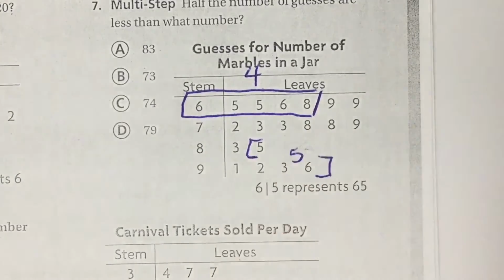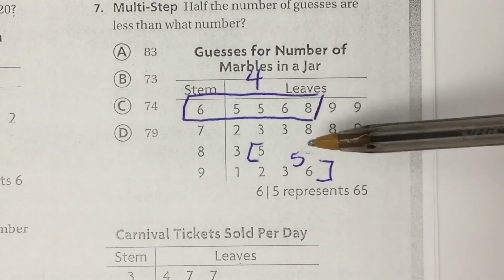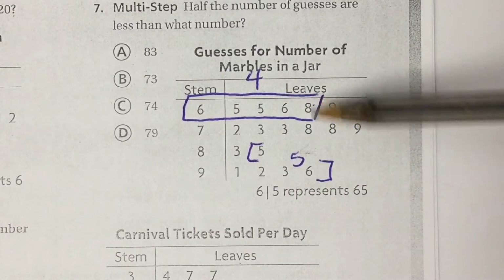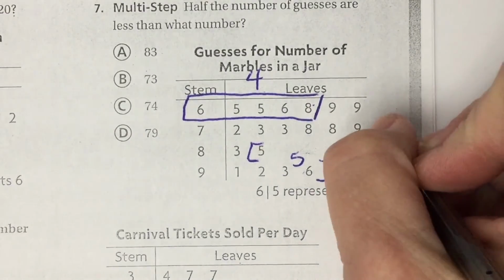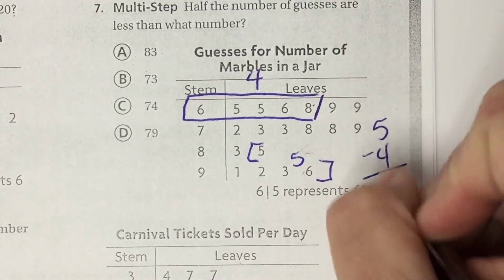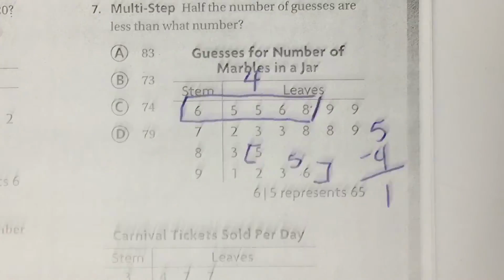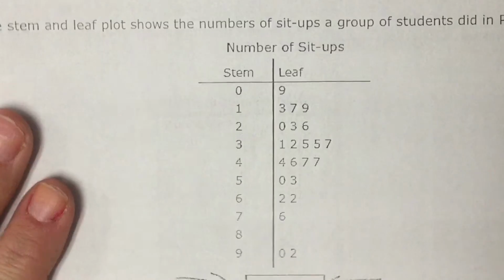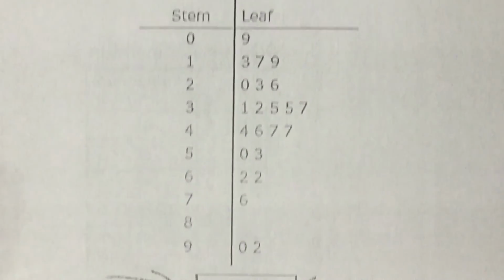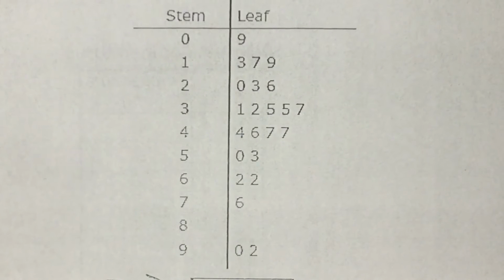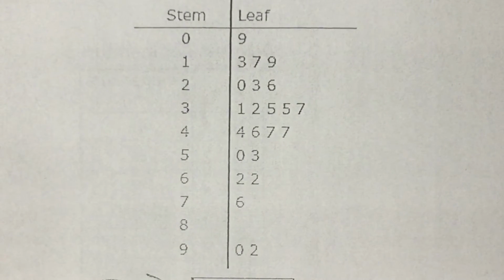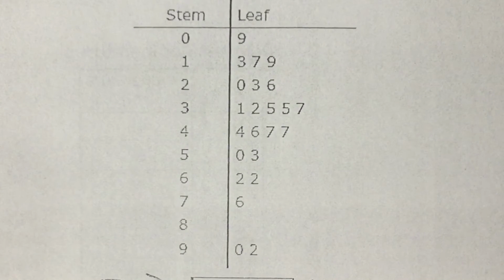So what's the difference in the number of people that guessed 68 or less and 85 and more? So it's a subtraction problem. 5 minus 4. So your answer would be 1. Okay? If you had this set of numbers, and I said, what is the difference between the number of students who did more than 46 push-ups?